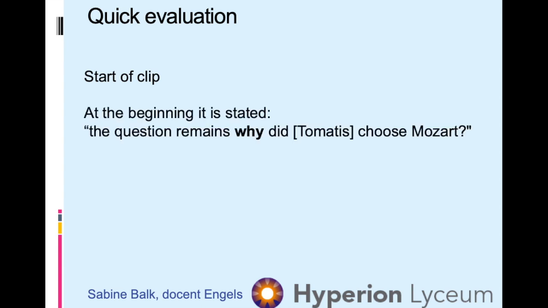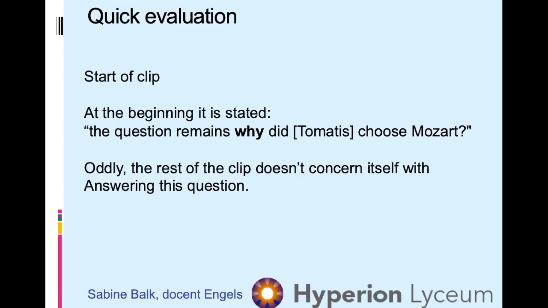At the beginning, it is stated, the question remains, why did Tomatis choose Mozart? And you would expect them to answer the question during the clip, right? They don't. They move on to talking about focus. So they give a keyword, a catchword, why. They pose a question, and then you start focusing on that question, but the rest of the clip is about something else. That is unusual, a major pitfall.